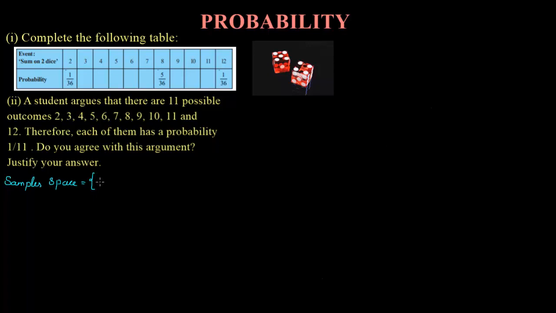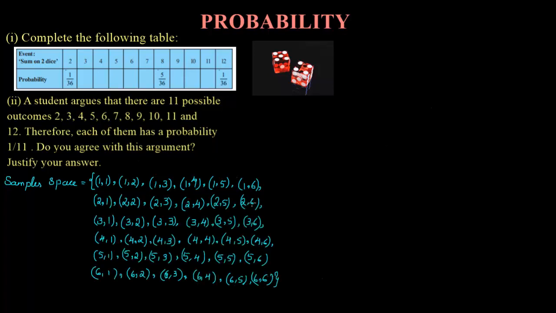It is equal to, let me write in a bracket. Maybe when we have thrown the dice, for the first time on the first die one has come, and on the second die also one has come. Then for the first die one, for the second die two. Then 1, 3. Then for the first die one, for the second die four. Then one and five. For the first die 1, for the second die 6. Like that, I need to keep on writing all the possible outcomes that you can have when you are rolling 2 dice at the same time. So these are all the outcomes that you can have.